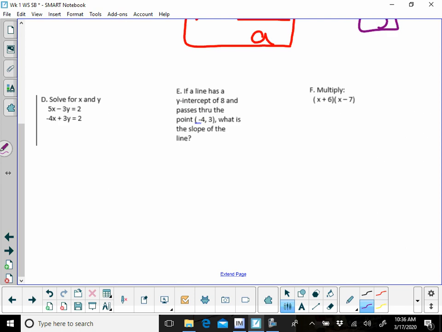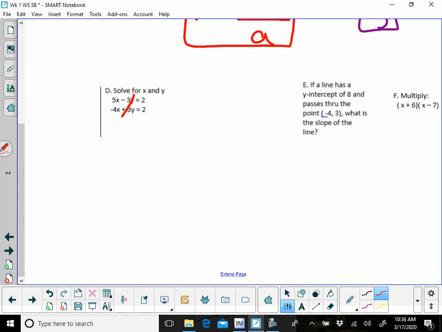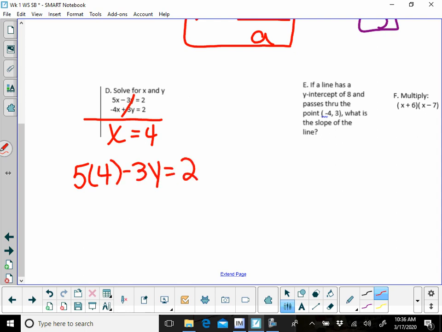Moving down, I'll shift these over a little bit so I can have more room to write. All right, letter D. This is a system of equations. You're going to notice about these systems of equations listed for letter D is that they already cancel. Remember, if they don't cancel, you've got to multiply by something in order to make them cancel. So I'm just going to add these together. That's going to give me x equals 4. And once I find x, I plug it into either equation to find my y.